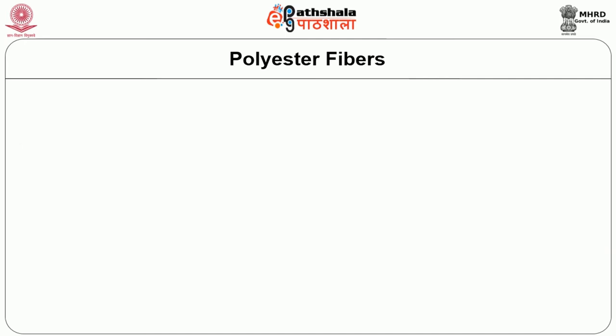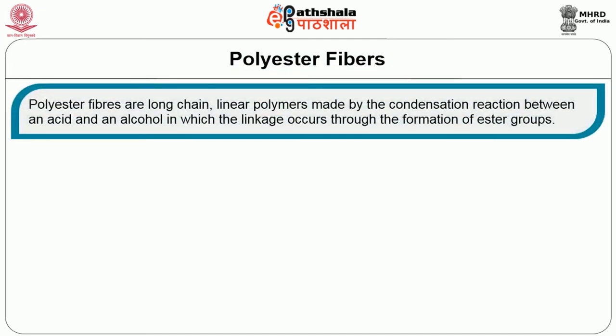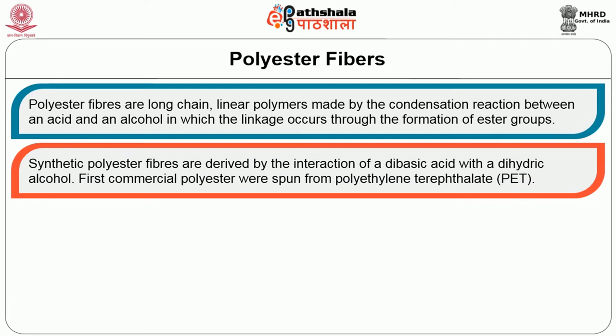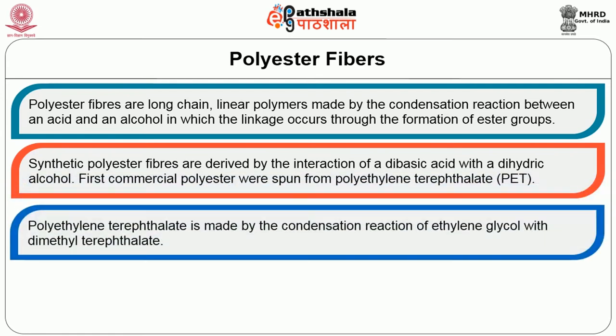Now we'll go into the deliberation of polyester fiber. Polyester fibers are long-chain linear polymers made by a condensation reaction between an acid and an alcohol, in which the linkage occurs through the formation of an ester group. Synthetic polyester fibers are derived by the interaction of a dibasic acid with a dihydric alcohol. The first commercial polyester was spun from polyethylene terephthalate, that is PET, for example, Terylene. Polyethylene terephthalate is made by the condensation reaction of ethylene glycol with dimethyl terephthalate.